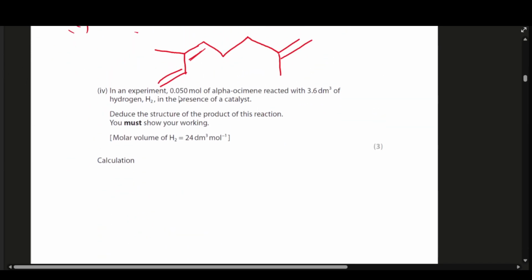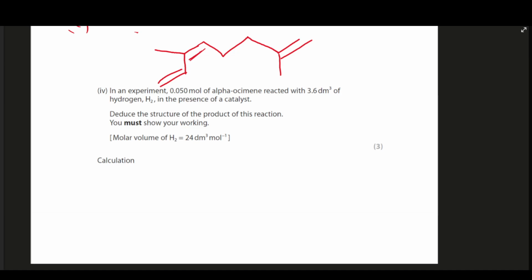In an experiment, 0.050 mol of alpha ocimene reacted with 3.6 dm³ of hydrogen in the presence of a catalyst. You should deduce the structure in this reaction. They told you to deduce the structure of the product of this reaction.